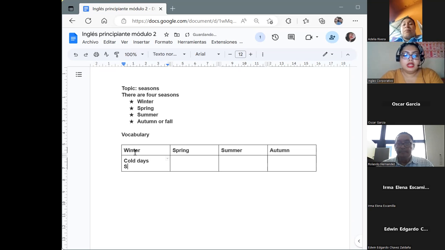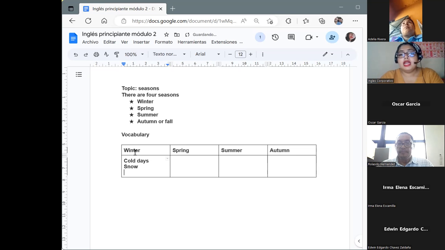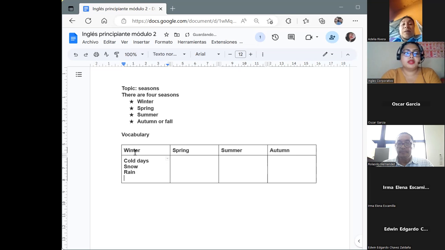Then we have snow. In our cases, we don't have snow in our country, but it is related to winter. No tenemos nieve nosotros como tal en nuestro país, pero cuando se piensa en el invierno, también podemos llegar a pensar en lo que es la nieve. Then we have rain, that is very common here in our country. La lluvia, ¿verdad? Que es como una de las cosas más marcadas de nuestro país. Y por ende, si estamos hablando de lluvia, también tenemos que tener an umbrella, una sombrilla.